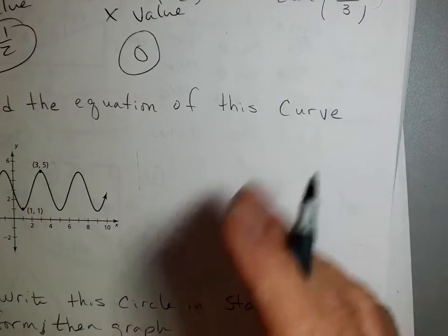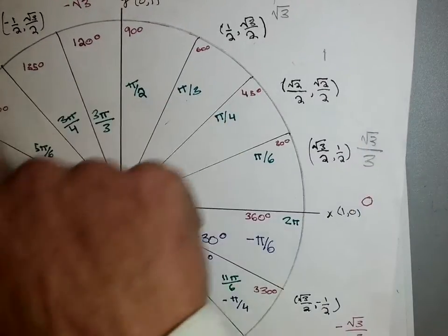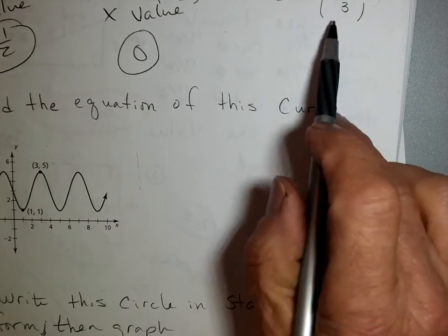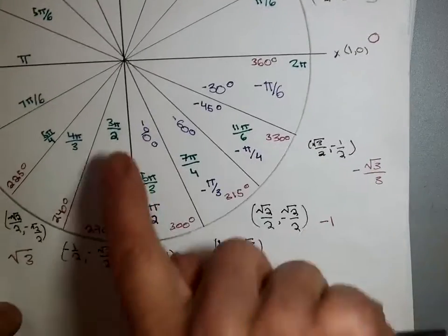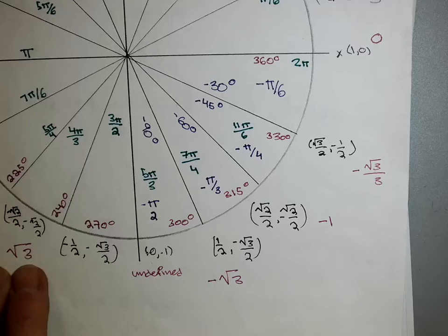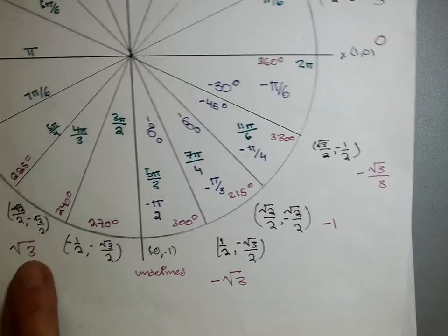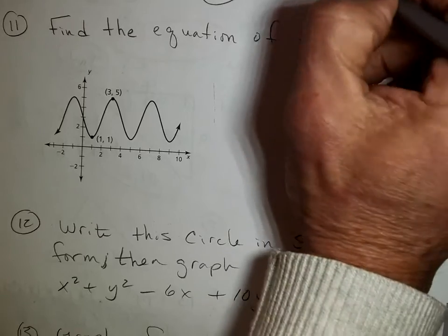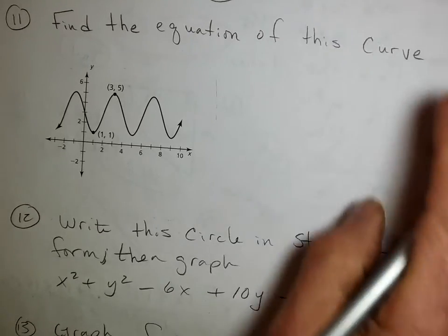Tangent is the outside. You see how Jade's got the outside stuff? So I'm going to go to 4 pi thirds, which is here. The tangent value is square root of 3. Thanks, Jade. And that's why you need a unit circle.